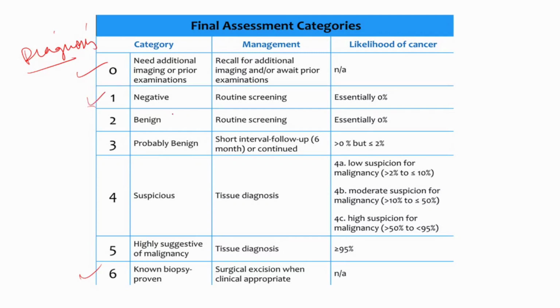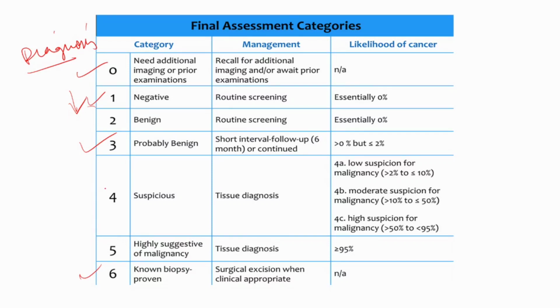And in category 1, there is no positive finding of tumor. Tumor suspicion is negligible here. No tumors are found. And in category 2, benign tumors are seen. Routine screening can be done at the next visit. And in category 3, these are probably benign. Short interval follow-up should be performed within a month or two.